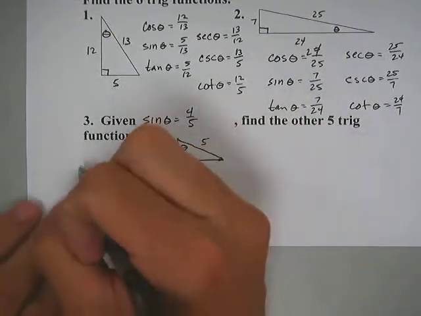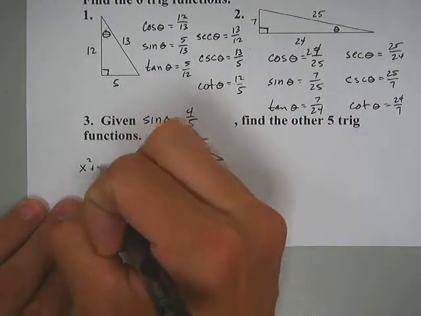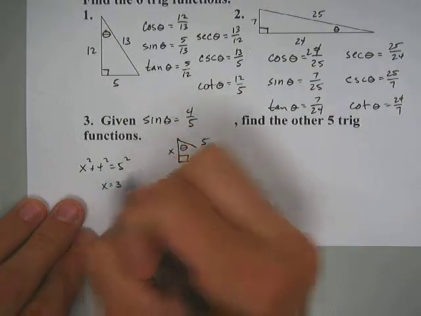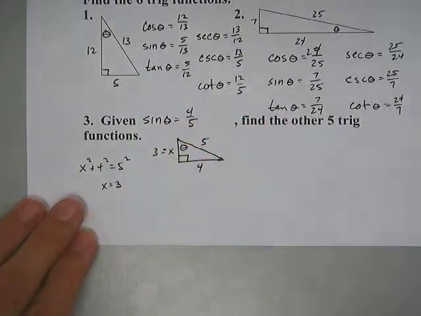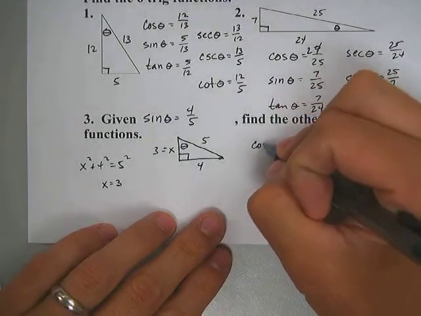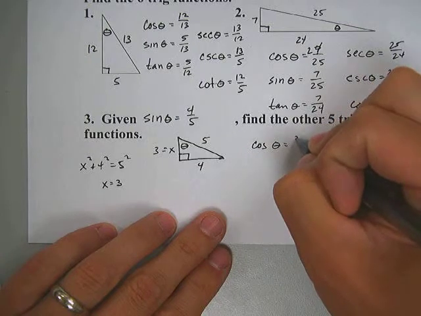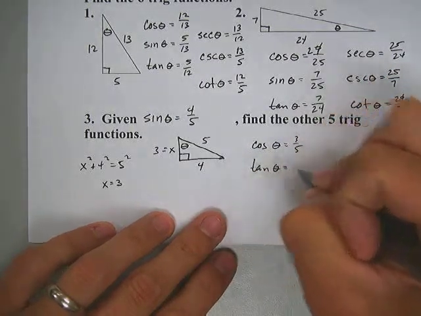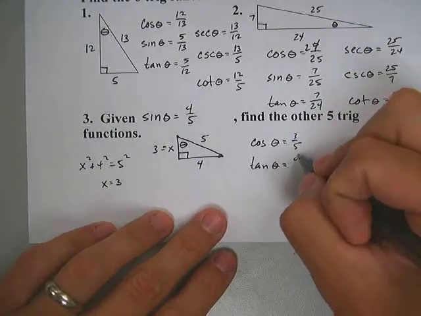So, if I know that, then I could figure out what this side is. Now, you might know your Pythagorean triples from geometry, but if you don't, you can just use the Pythagorean theorem. You can do x squared plus 4 squared equals 5 squared, and you'd come up with x is 3. And then from there, you could do all your other 5 trig functions.